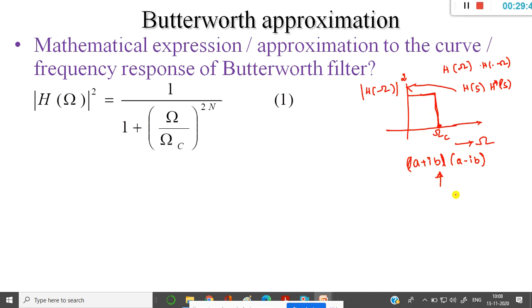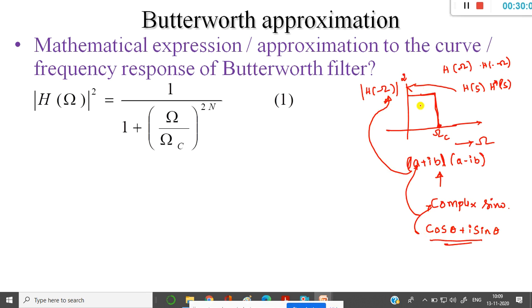Why? Because I told you previously that every signal will be a complex sinusoidal signal. This is not only sinusoidal, this is not a sine wave. This is complex sinusoidal, where my signal will lie in this form. This is what a complex sinusoidal form is. And when I take the magnitude, I should get it like this.